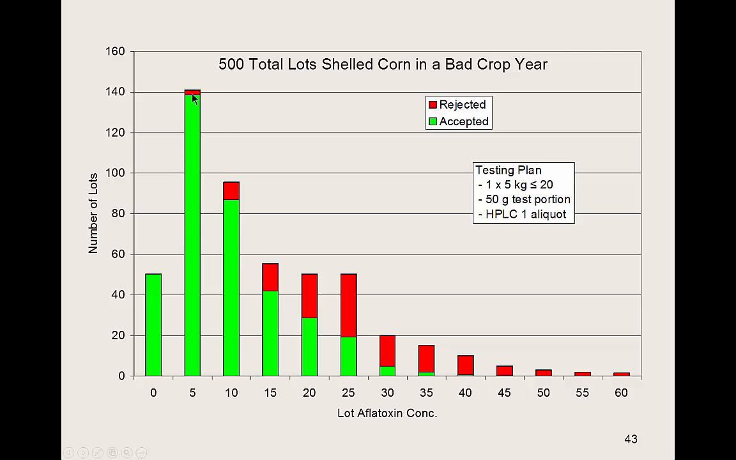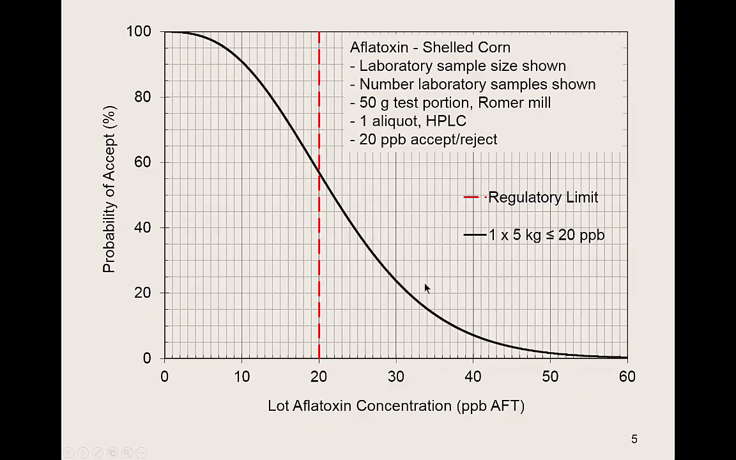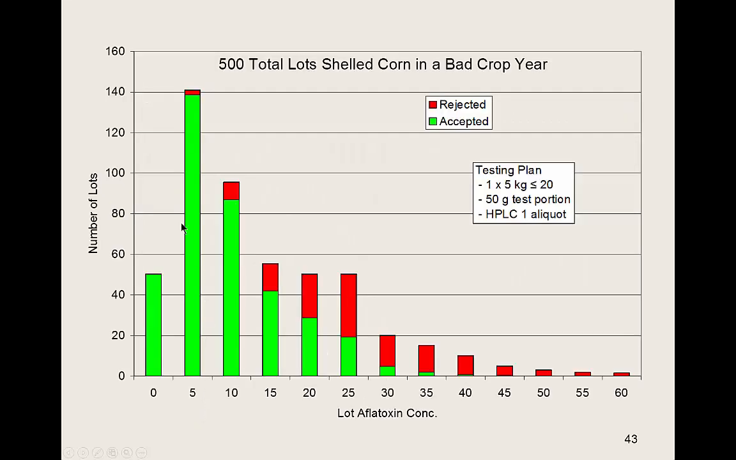Now the OC curve tells us how many lots will be rejected and accepted at each point. So this testing plan, from the previous slide, this OC curve, 5 kilogram shelled corn, 20 ppb accept-reject, 50 gram test portion, comminuted in a Romer mill, analyzed by HPLC, gives us this accept-reject at each point. So the red are the number of lots rejected at each point. So you can see a lot of lots rejected, especially above 20.